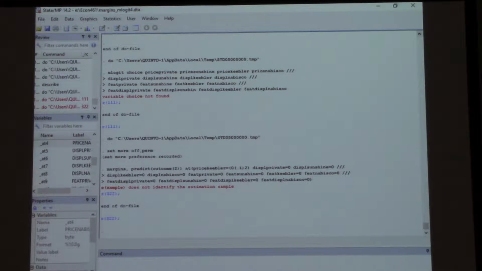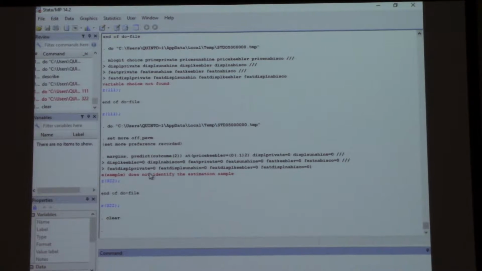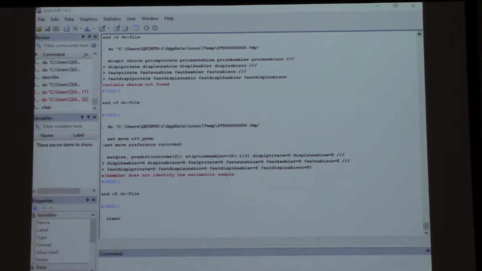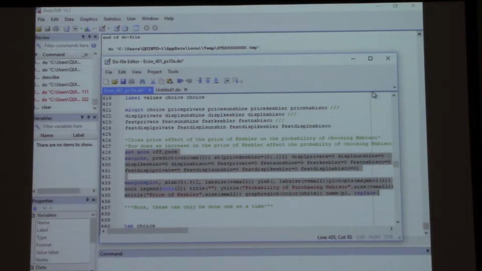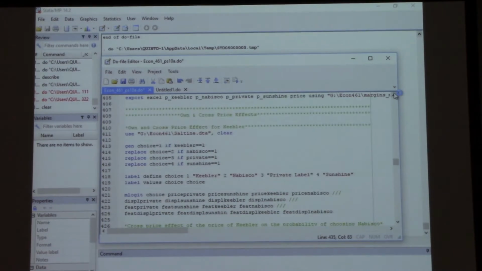I'm in the wrong data set. I closed it. As I was saying, it's extremely powerful. Yeah, that's why I have it set up here to reload it.